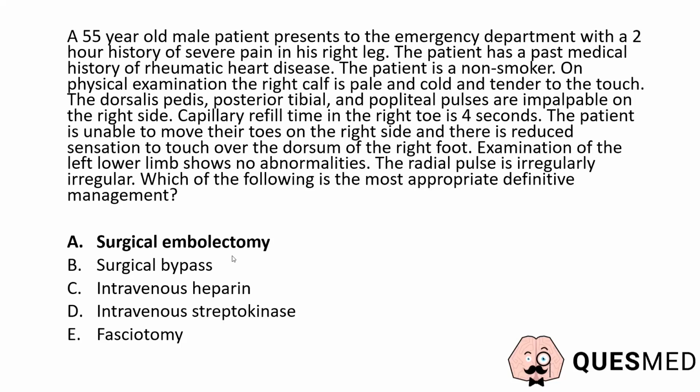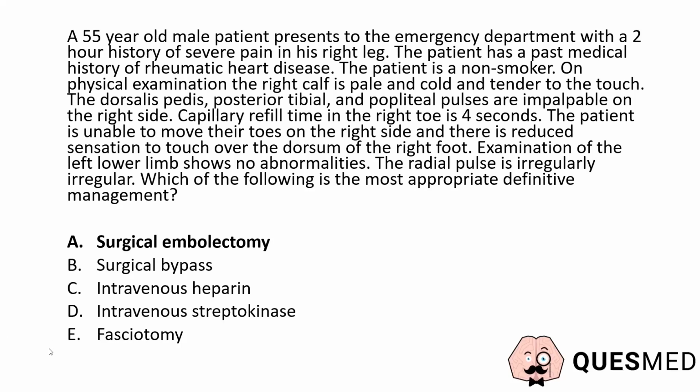A surgical bypass would have been the correct answer had the patient presented with acute limb ischemia on a background of long-standing atherosclerotic disease rather than AF. IV heparin is an important step in the management of acute limb ischemia as it prevents distal propagation of the thrombus. However, it's not a definitive management option, and this patient needs urgent surgery because there's complete limb ischemia.